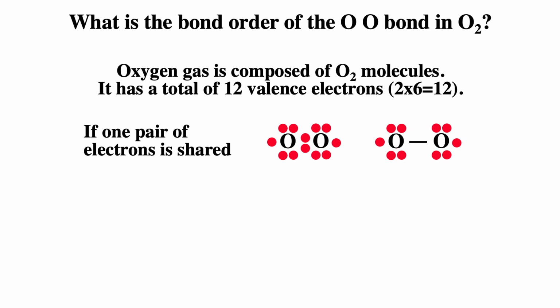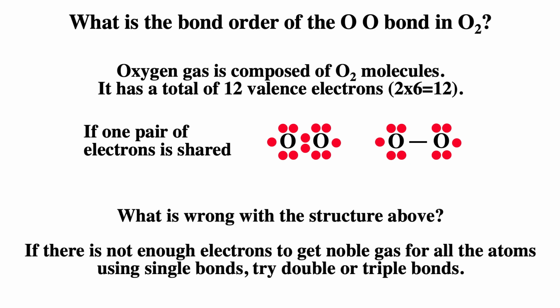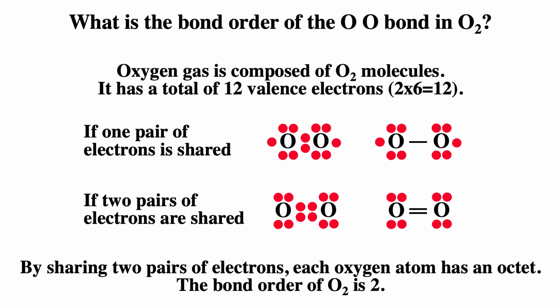And so what we can do is try a double bond. Now with a double bond, this oxygen sees 2, 4, 6, 8. This oxygen sees 2, 4, 6, 8. So both have noble gas configuration. We used 2, 4, 6, 8, 10, 12. We used 12. And so that should be a relatively stable structure. Now we have a double bond there, and so that means the oxygen-oxygen bond should have a bond order of 2 in the oxygen molecule.